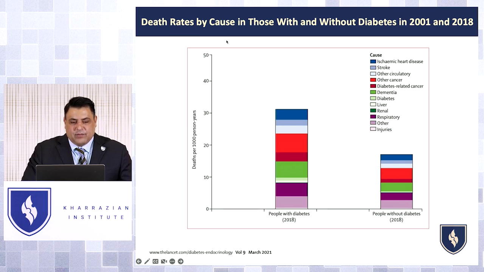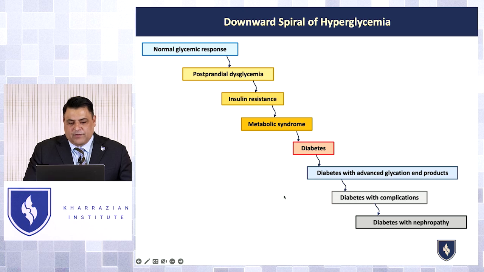Now, if you look at the death rates by cause in those with and without diabetes, you can see once someone has diabetes, their rates for all other types of diseases increase. Again, supporting the whole concept of geroscience.